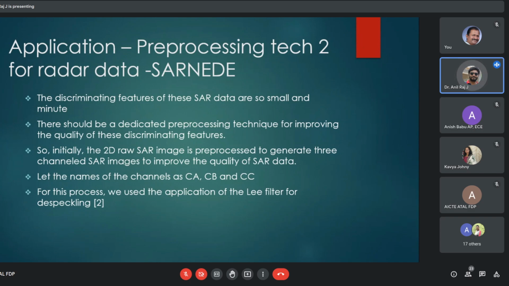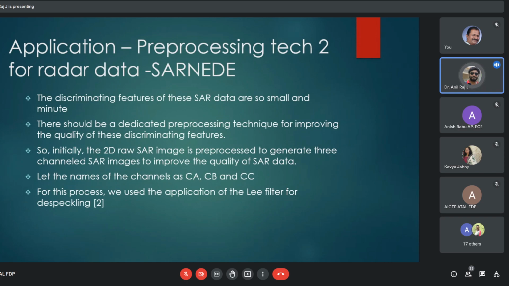So for this process, we are extending the application of the Lee filter for despeckling. In SAR data, the main noise that may occur due to the scattering imaging technique is speckle noise. Instead of directly using speckle noise reduction techniques, they might destroy the discriminating features.